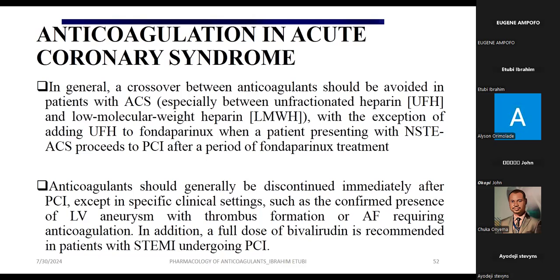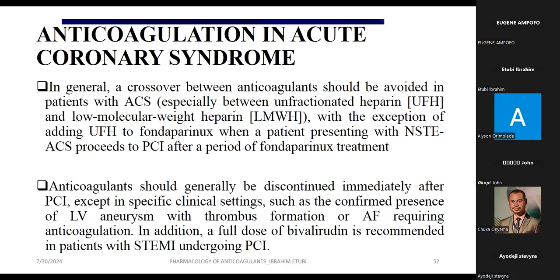Then another question that came to mind as it was being presented is that there's a study on this: we have dual antiplatelet therapy and the triple antiplatelet therapy following stenting. So which of them do we actually use and at what dose? I think it's apixaban. Dr. Etubi, do you remember that? I didn't remember that.